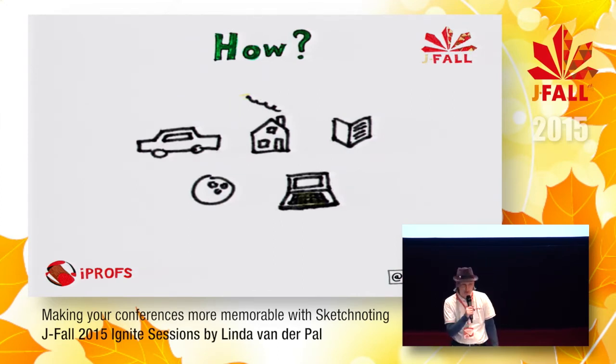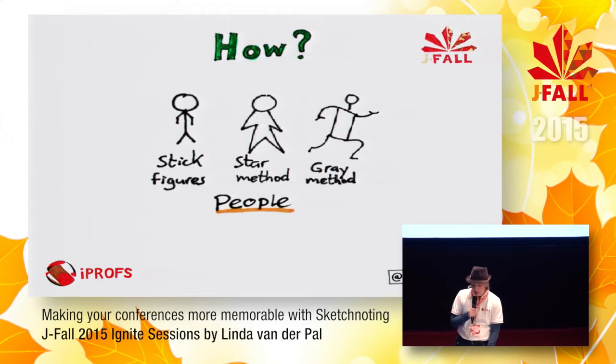So the trick is to learn to recognize the 5 basic shapes in the objects around you and to simplify them. People are hard to draw, but fortunately there are basic patterns for it too. So you can use stick figures, or go slightly fancier and use the star method, or the more fancy gray method, which is a square and a bunch of lines and a circle.